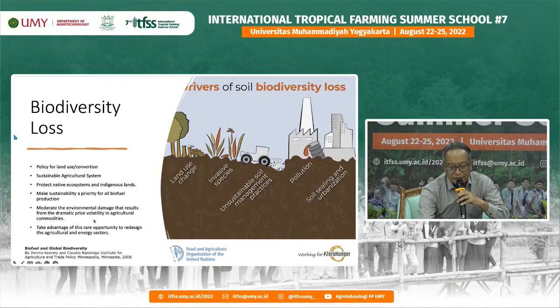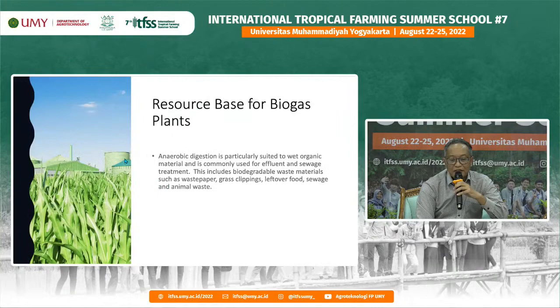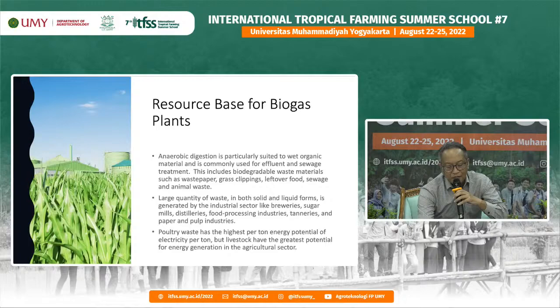Now we come to the implementation. Resource-based whole biogas plants, the anaerobic digestion, are particularly suited for wet organic materials and large quantities of wood and solid waste generated by industrial sectors. Actually, we have many resources for bioenergy. Poultry waste can also be used.